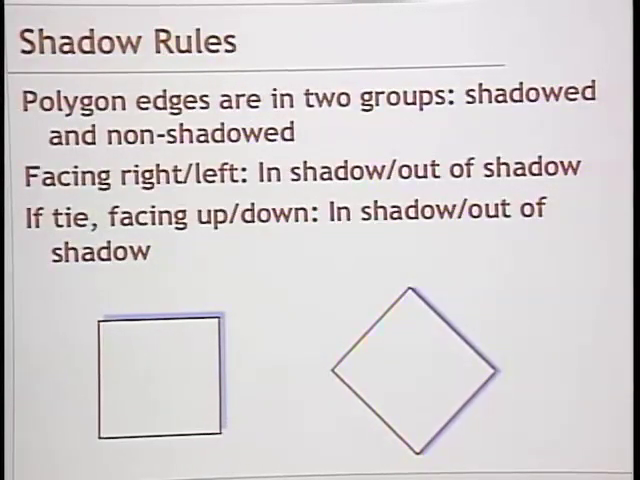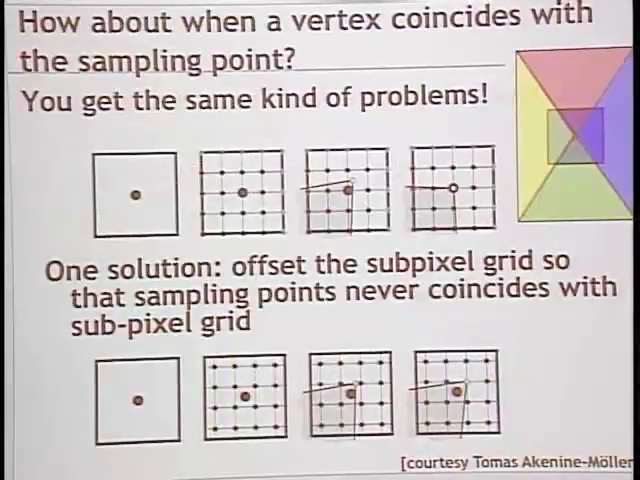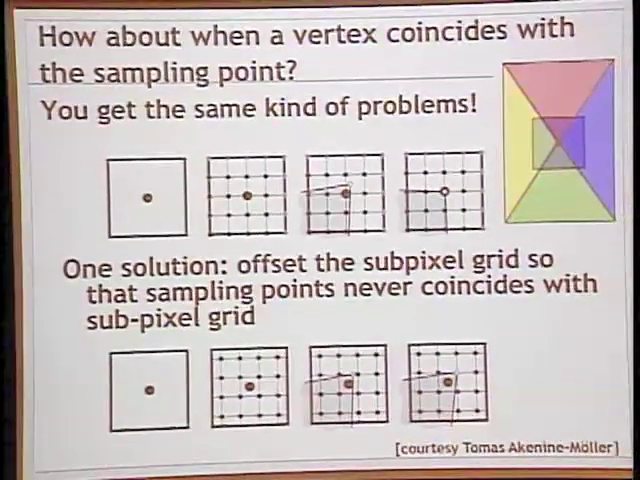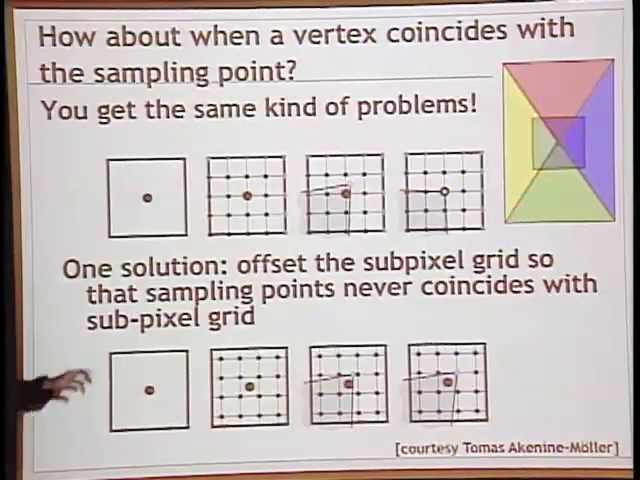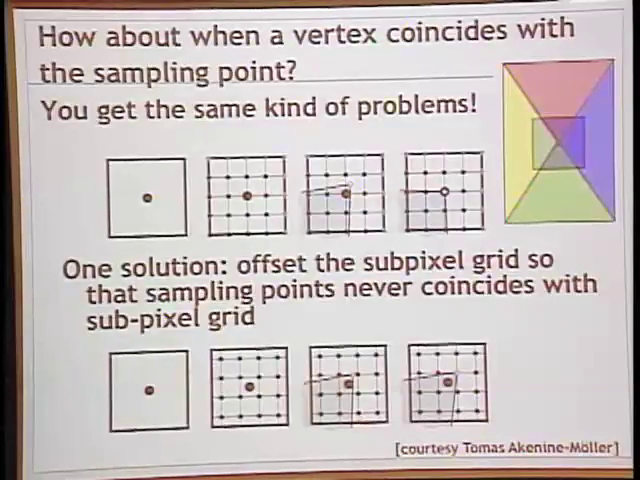If you're doing these subpixel grid things, and you have this problem of one vertex on a point, then that's a tough thing to deal with. You have to worry about special rules for that particular point. So one thing you can do, if you use a subpixel grid, is shift the grid. You make sure that a sampling point is never on the grid, and then you're never going to have this problem. So it's kind of a neat trick there.